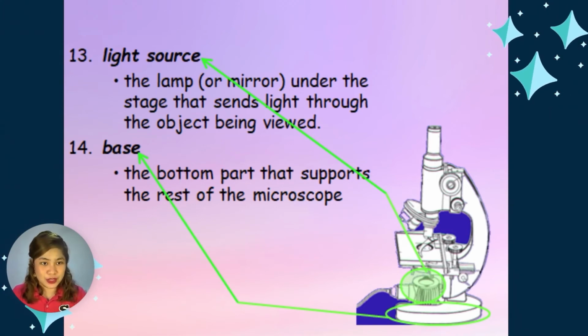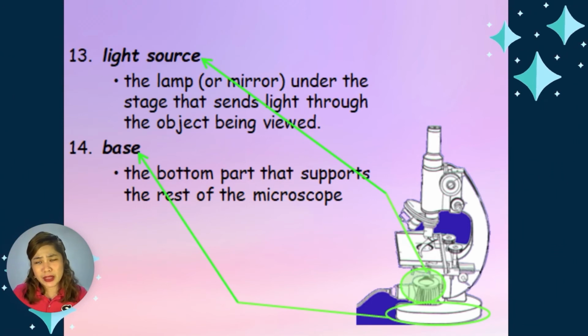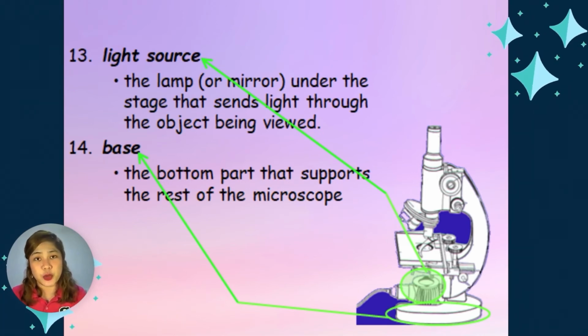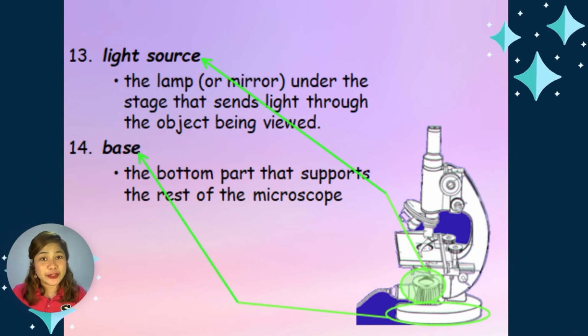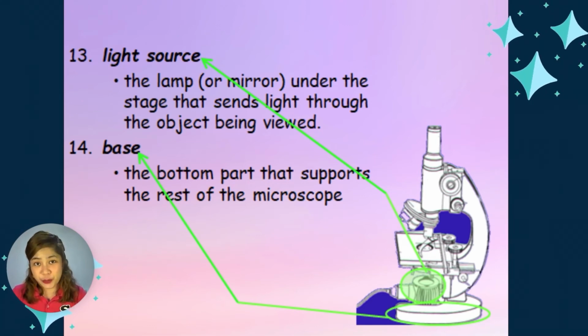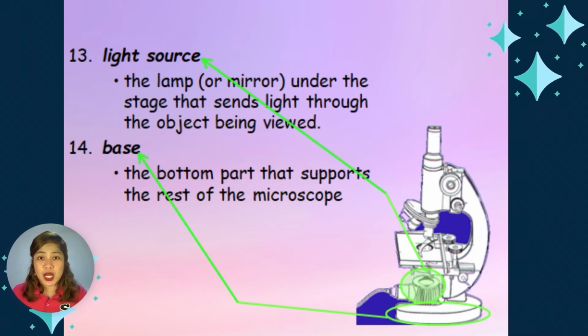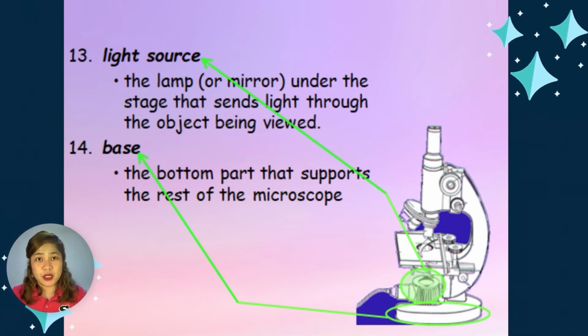And of course, the light source. This is the lamp. So there is what we call an electric compound microscope, wherein you will use electricity to use the microscope, and your light source is a lamp. But if it is not an electric compound microscope, then you can just use the mirror, wherein you need to find a light source, maybe fluorescent light or natural light will do, under the stage that sends light through the object being viewed. And of course, we have the base. This is the bottom part that supports the rest of the microscope.